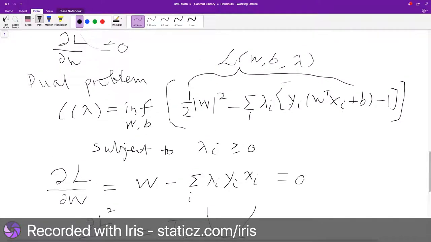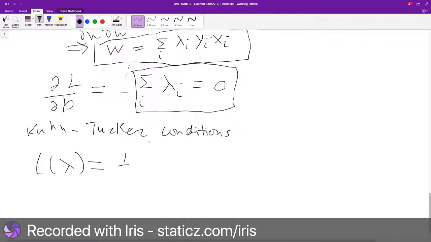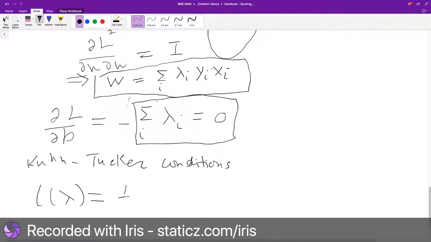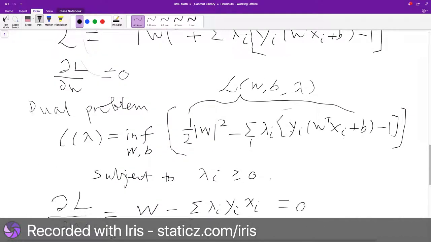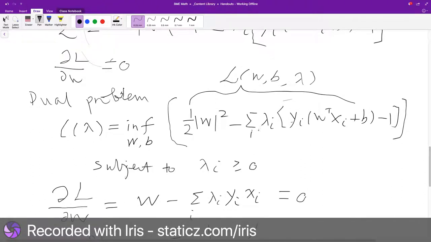The W should be like this. So this W times itself, what you get is a sum over i and j, because all the cross terms should exist: lambda i, lambda j, y i, y j, x i transpose x j. It's a scalar. That's basically the square of the norm. Plus, and what's the second term? Minus.